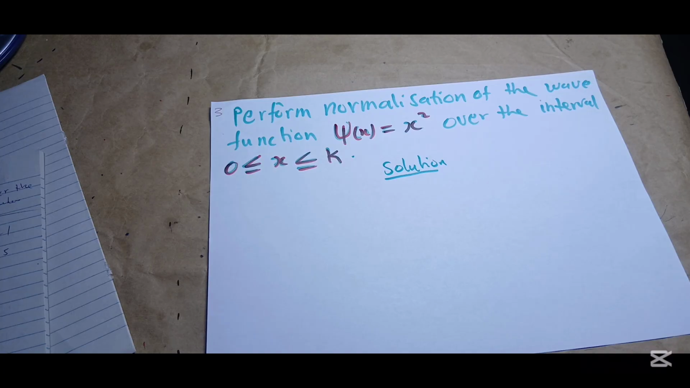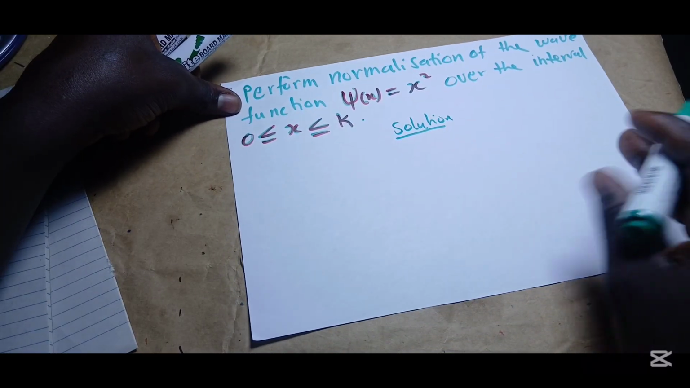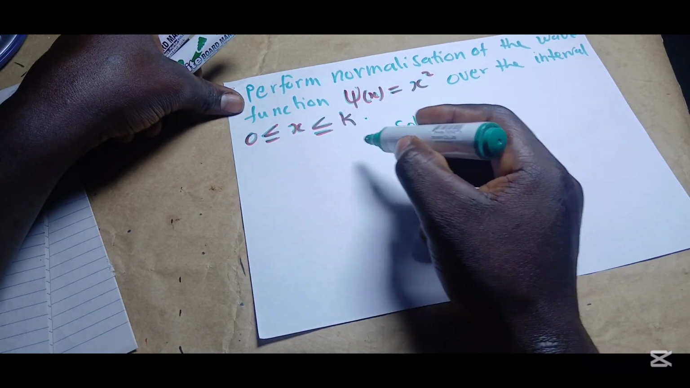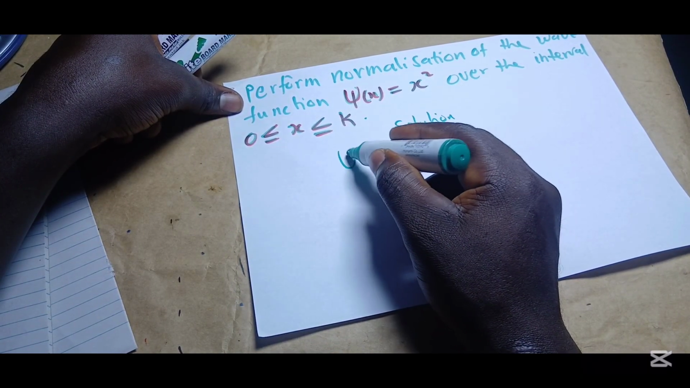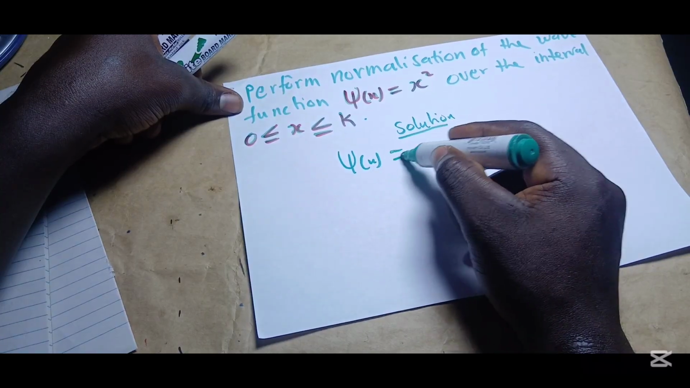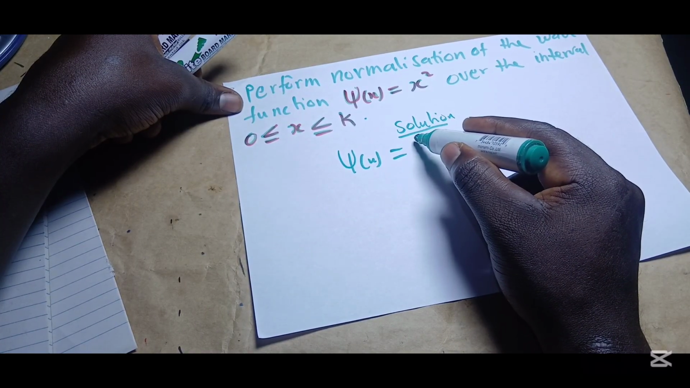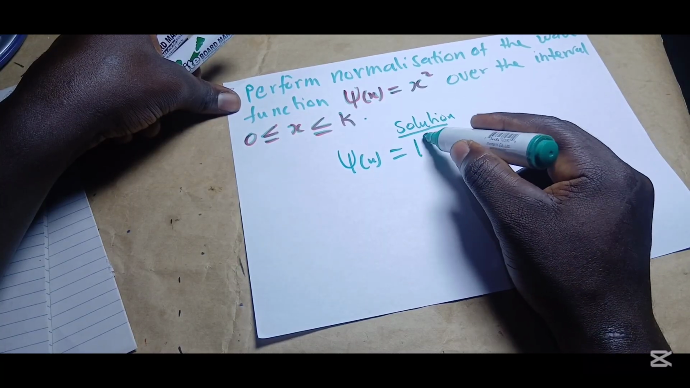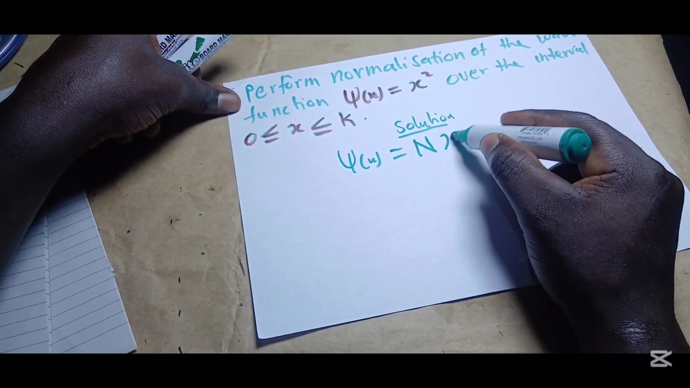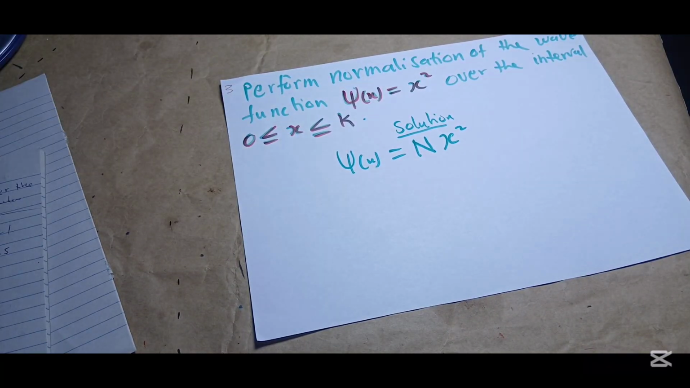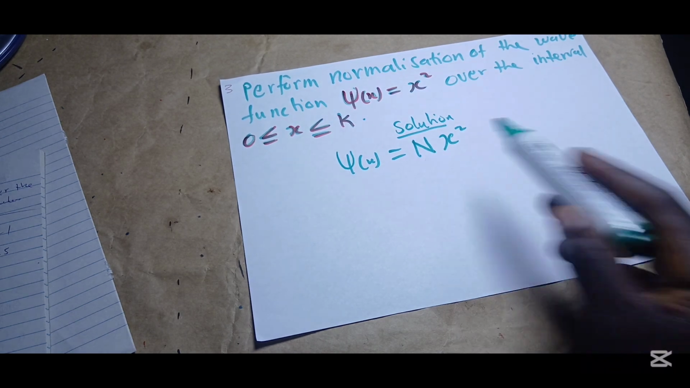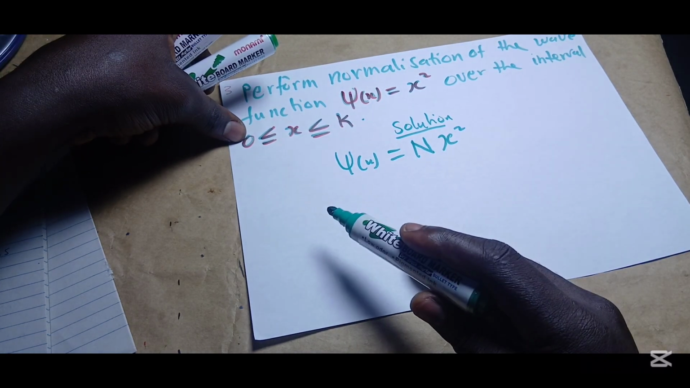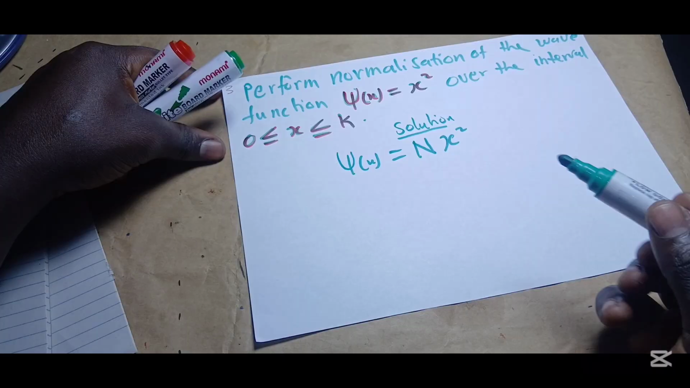So we are given a wave function that is not normalized, and we have to normalize it. The first thing we need to do, since the wave function is not normalized, is multiply the wave function by the normalization constant. We can choose any letter since it was not indicated in the question. So let's say our normalization constant is N, then N x squared. Now we are going to solve for this. And we've been given an interval from 0 to k.